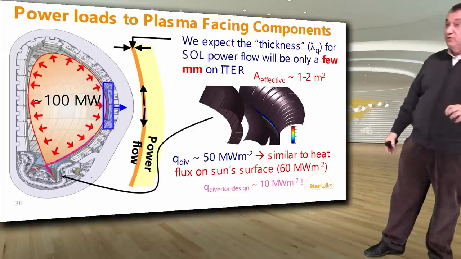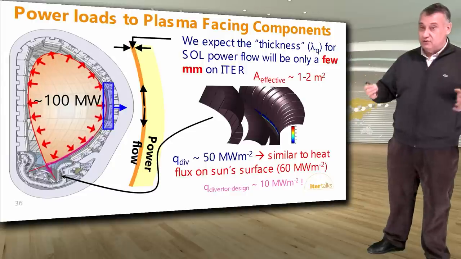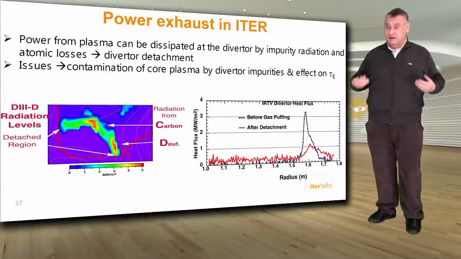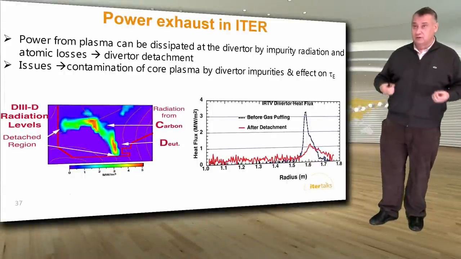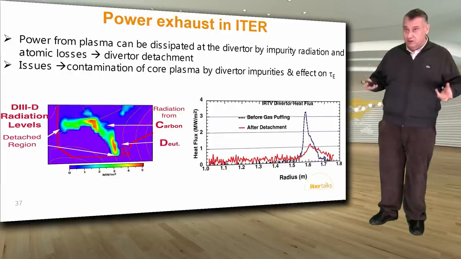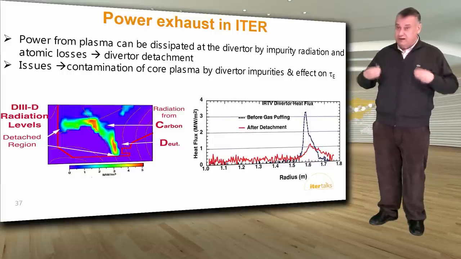So what do we do to reduce the heat flux of the plasma that would fall on this divertor to acceptable values from the engineering point of view? We have these power fluxes that we have to reduce because they are not suitable for the plasma facing components that we can design with the technology that we have, and therefore we have to reduce them. And for this we actually use plasma physics.